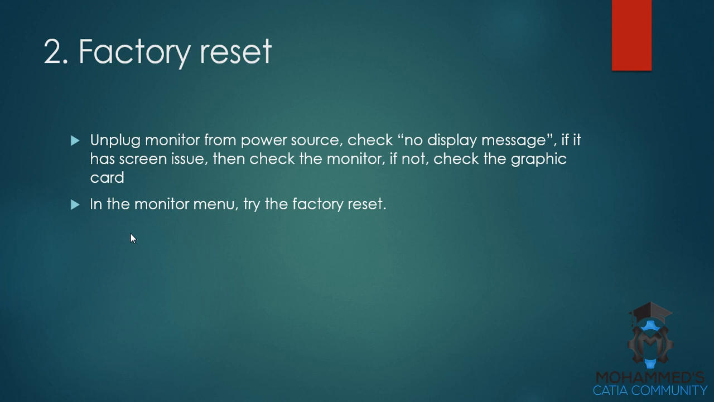Factory reset. In your desktop monitor, you have an option called factory reset, so you can do a factory reset. Before doing the factory reset, you can remove the power source and see the no display message on your monitor. If this no display message on the monitor has the lines, it means that it's not coming from the processor. If it's not coming from the processor, it's not a problem with your graphics card, it's a problem with your monitor. Otherwise, it's a problem with the graphics card.